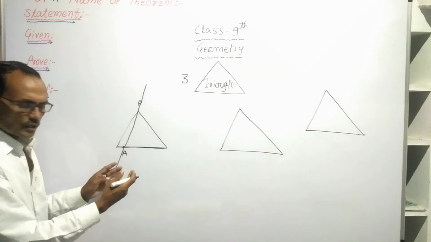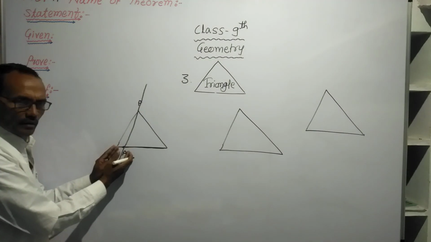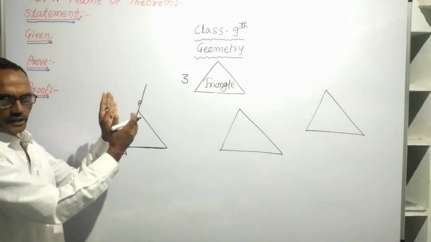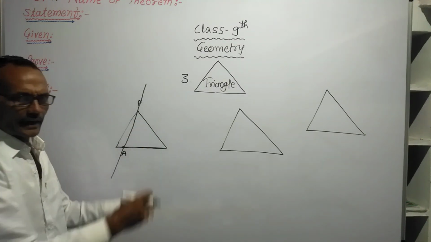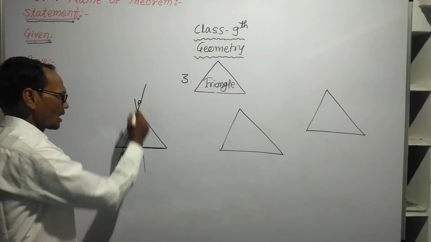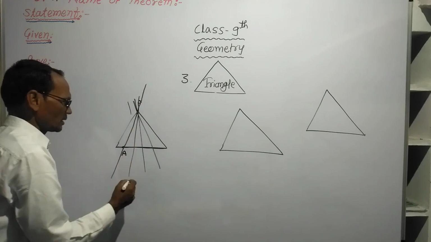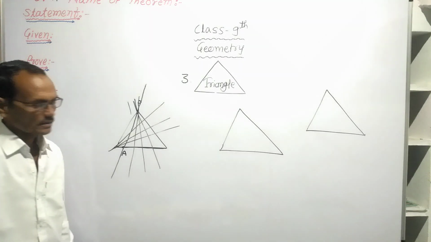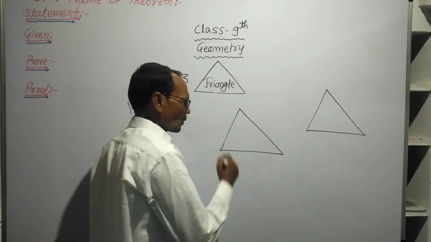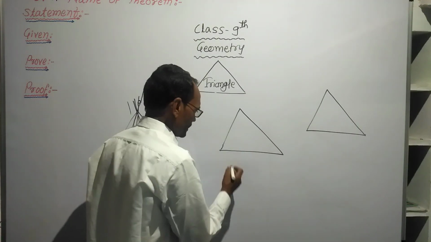A line joining any point of the side with the opposite vertex is known as a cevian. A triangle has infinite cevians. These are all known as cevians. Now, one of the cevians I can draw like this.